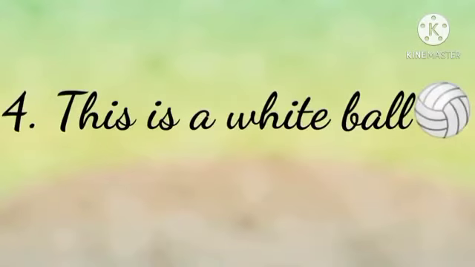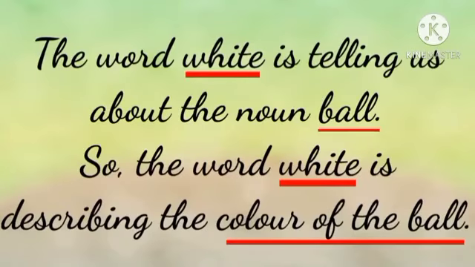The fourth one is, this is a white ball. Now, the word white is telling us about the noun ball. So, the word white is describing the color of the ball.